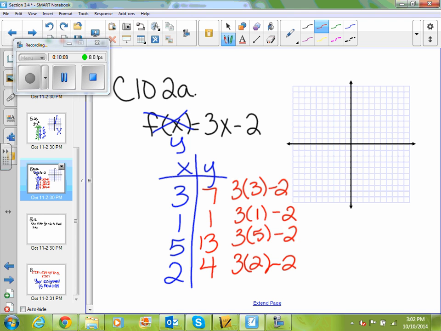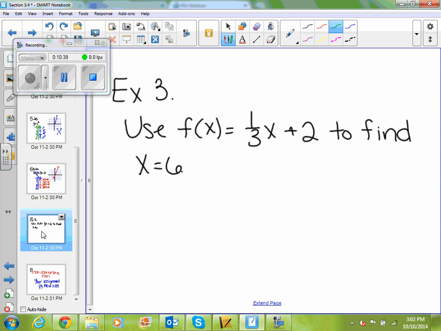Now let's graph them. So 3, 7 tells me to go over 3 and up 7. Right? Okay, 1, 1 tells me to go over 1, up 1. 5, 13 tells me to go over 5, up 13, so somewhere up there. And 2, 4 tells me to go over 2, up 4. Okay, now that we have all of our points plotted, we connect our line, and we end up with a continuous graph.